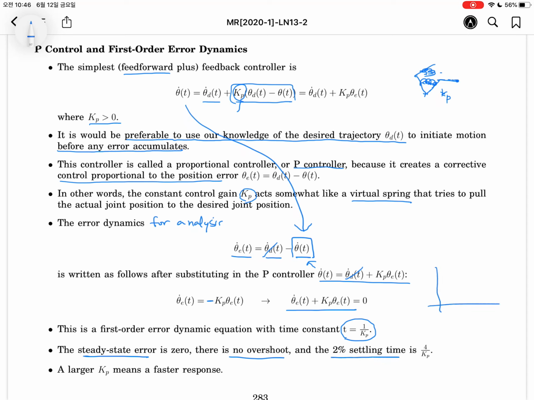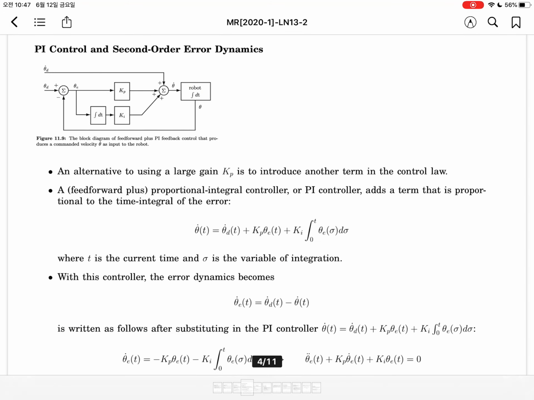As mentioned before, 2% settling time. Okay, if the initial condition is given by 1, then for 2%, 0.02, the actual value will be 3.91 tau. Okay, but it is approximately 4 tau. So tau is given by 1 over Kp. So 4 over Kp will be the settling time. Okay. In other words, if you choose a big Kp, you will have a faster response.